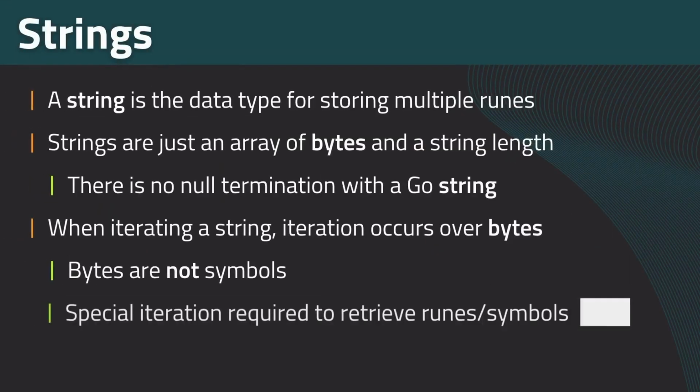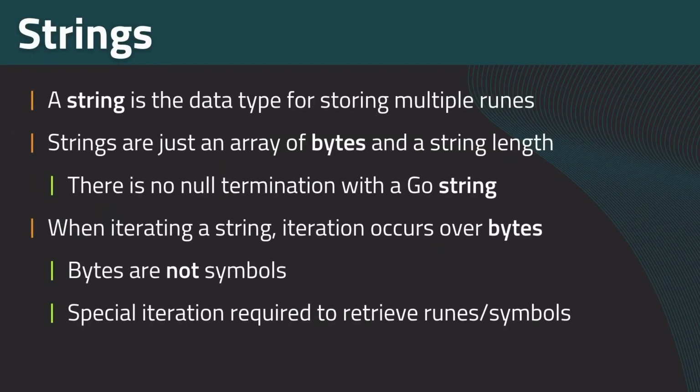Now that we've covered runes, let's take a look at strings. A string is a data type for storing multiple runes, and strings are just an array of bytes and a string length. There is no null termination with a Go string like you have in C. When iterating a string, iteration occurs over bytes, and bytes are not symbols as we previously seen. Special iteration techniques are required to retrieve these runes and symbols, which we'll be covering in a later lecture.